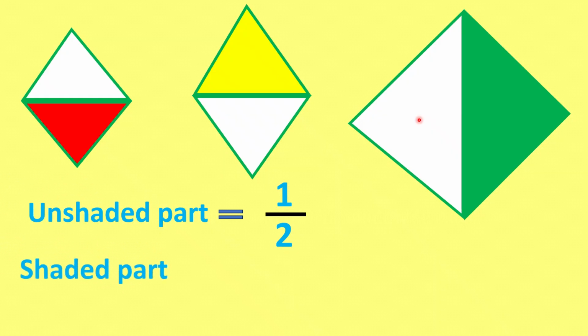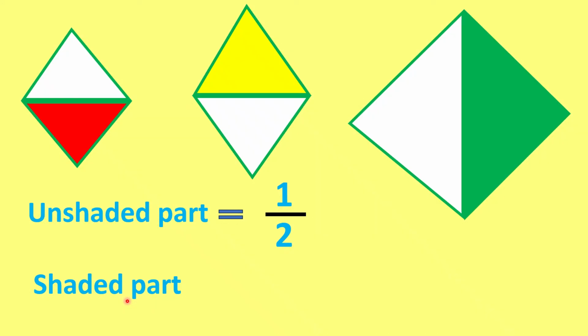Look, the next one is about the shaded, that is the colored part. So here the colored part in all three is red, yellow and green. So the shaded part is also a half in all the images. So we represent the half like 1 by 2 or 1 upon 2. 1 upon 2, 1 by 2, 1 upon 2. Okay, so we use the mathematical symbol which is equal.